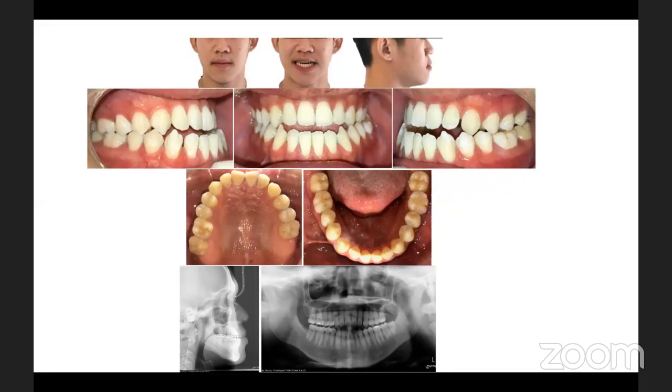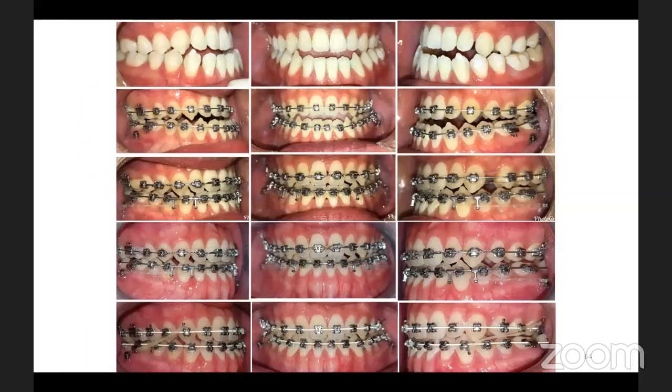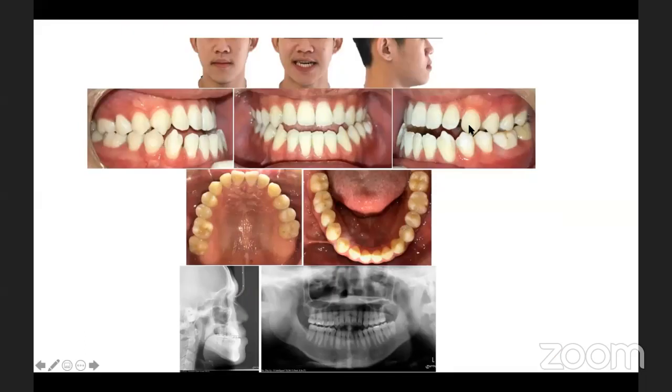So the mechanics involved over here, let me just explain. My objectives of treatment were to correct the upper midline. Now, how do I correct the midline? I'm definitely not going to extract on this side, but I would use an open coil spring somewhere between this premolar and this canine in order to push the anteriors a little ahead, as well as to correct the midline.